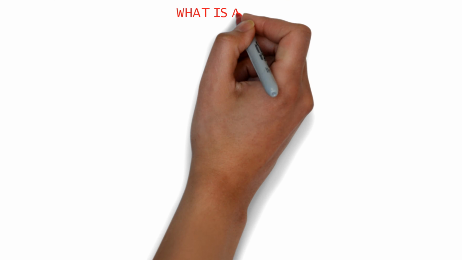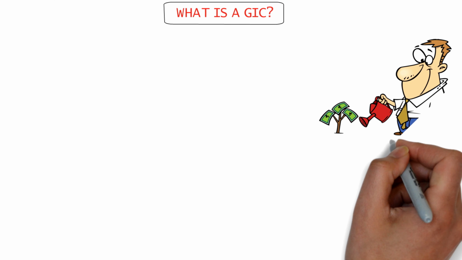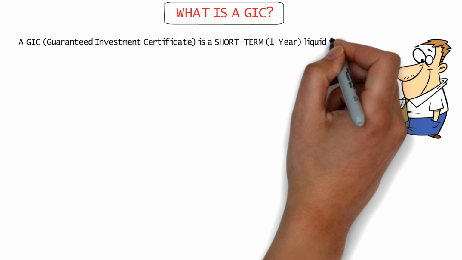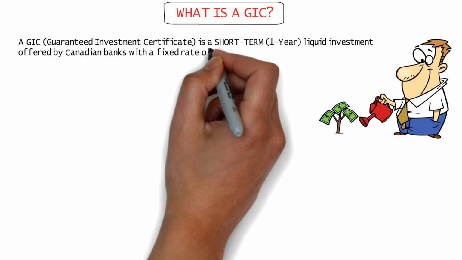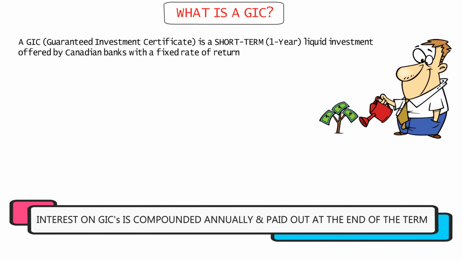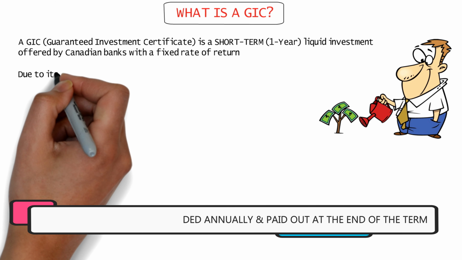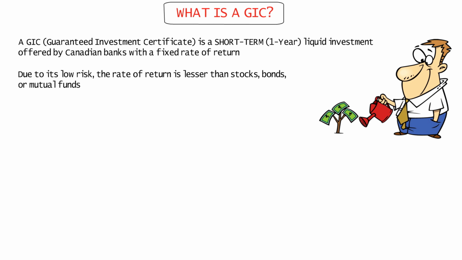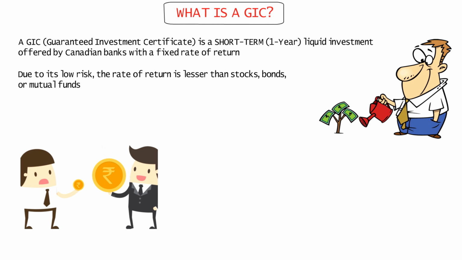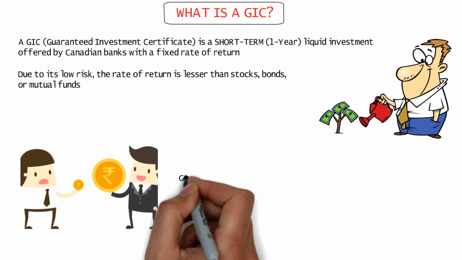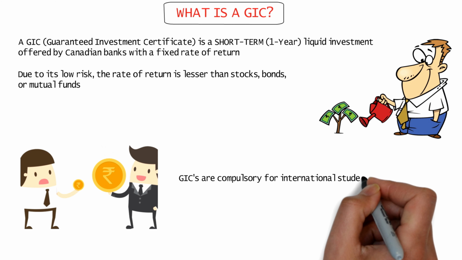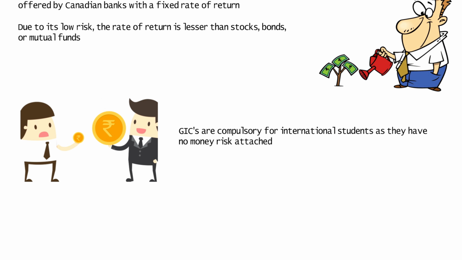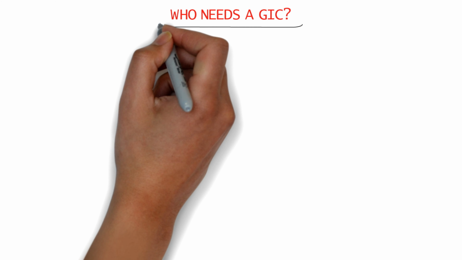Let's start with what a GIC actually is. A GIC, or a Guaranteed Investment Certificate, is a short-term liquid investment for a period of 1 year offered by Canadian banks with a guaranteed rate of return. Due to its low risk profile, the return is generally lesser than other investments such as stocks, bonds, or mutual funds. But that's basically the reason why GICs are compulsory for international students, because GICs have little to no risk attached to them.